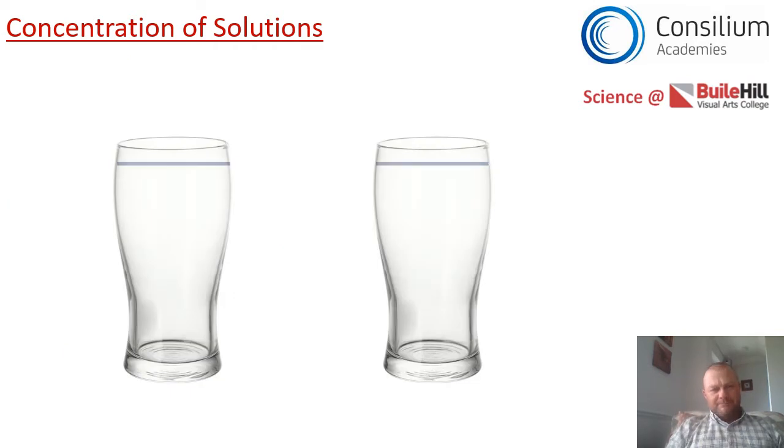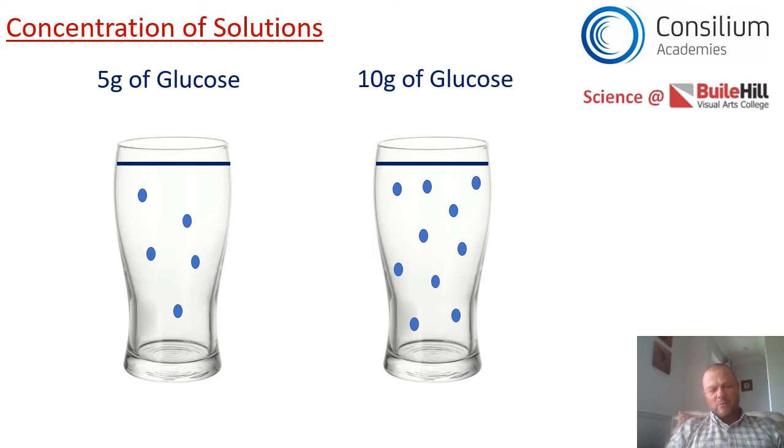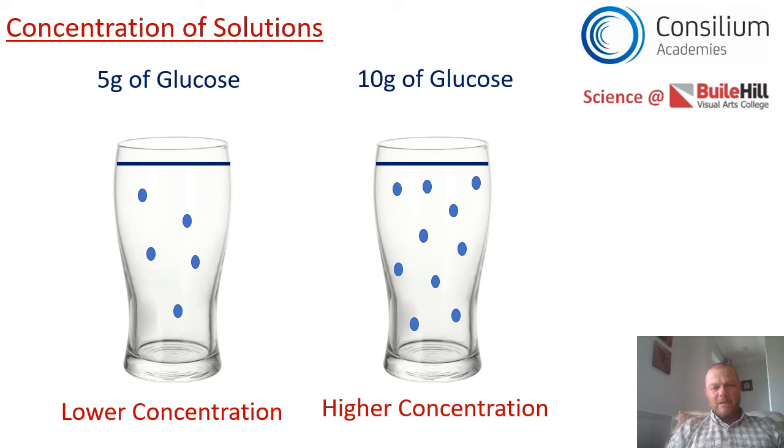Okay, 2 glasses, and we're going to fill those 2 glasses with exactly the same volume of water. And into the glass on the left, we're going to put in 5 grams of glucose. We're going to tip it in and we're going to dissolve it. And in the second glass, we're going to put in 10 grams of glucose. So what we've got is 2 glasses of sugary water. But the one on the left with 5 grams in it has a lower concentration of glucose than the one on the right. And you could test that by just giving it a sip, couldn't you? The one on the right with 10 grams of glucose in it would taste more sugary.